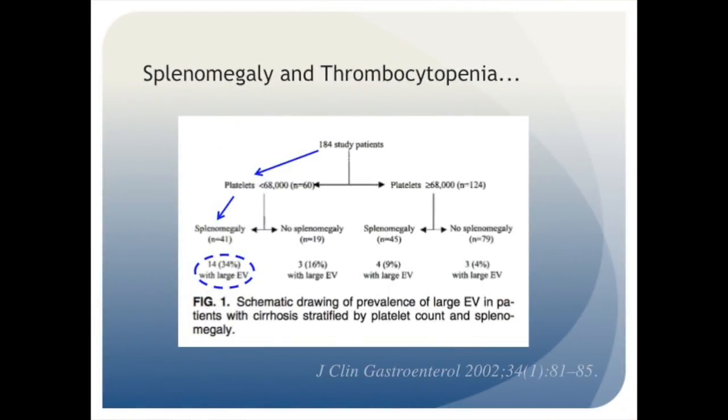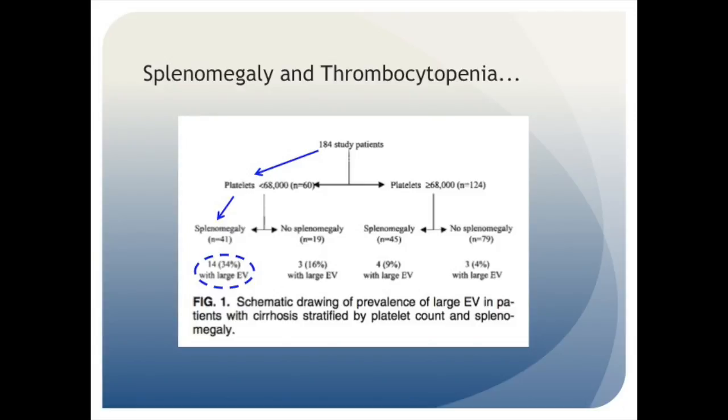Now you may have noticed that the presence of splenomegaly on exam wasn't all that predictive of cirrhosis in the many studies that have assessed it, with a positive likelihood ratio of 2.5 and a negative likelihood ratio of 0.8 from the pooled data. However, I did want to mention one study that did find in a series of 184 patients with known cirrhosis that splenomegaly in combination with moderate thrombocytopenia was predictive of clinically significant esophageal varices, with 34% of patients having both findings also having large esophageal varices documented on EGD.